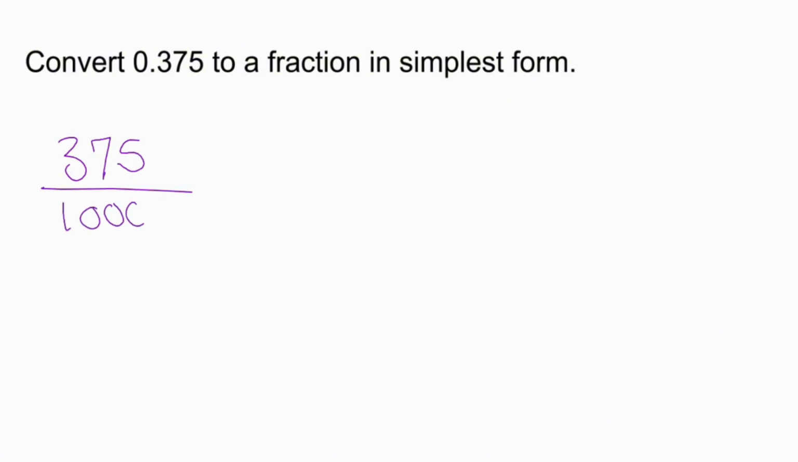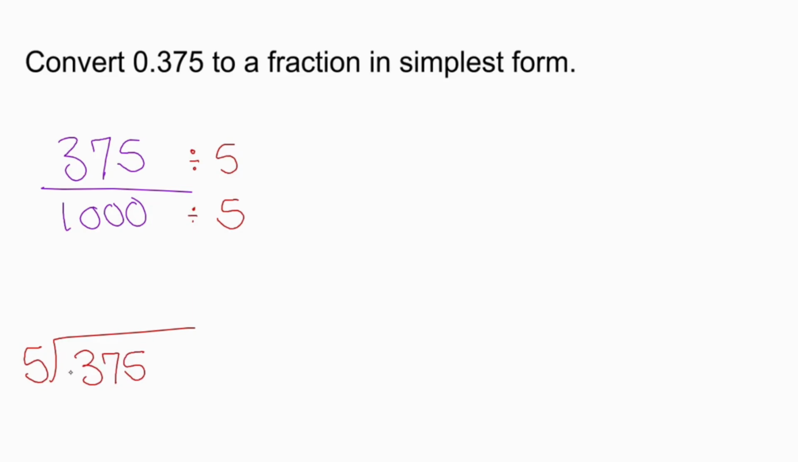So 375 over 1,000. Now you notice this ends in a 5, that ends in a 0, which means these are both divisible by 5. So let's divide the numerator by 5 and the denominator by 5. Now, if you're not sure how to do the division, it's okay to go off to the side and say, all right, well, let's see how many times 5 goes into 375.